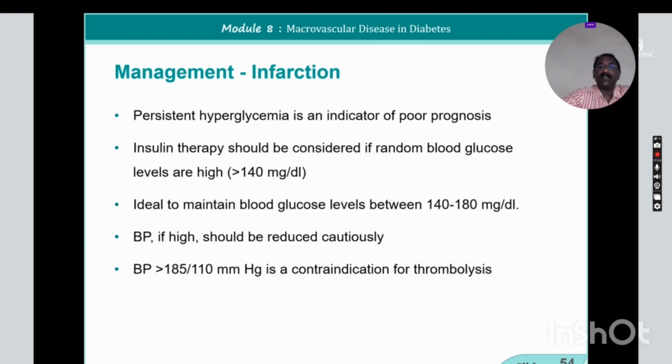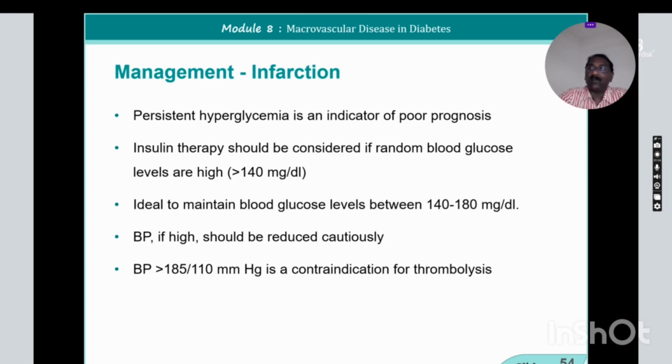Persistent hyperglycemia is an indicator of poor prognosis in diabetic individuals. So when the blood sugars are very high, definitely you have to use insulin. What is the range? Blood sugars you have to keep between 140 to 180. Insulin therapy should be considered if the random blood sugar levels are high. Ideal to maintain blood glucose between 140 and 180. If BP is high, it should be reduced cautiously. BP more than 180 over 110 is a contraindication for thrombolysis.